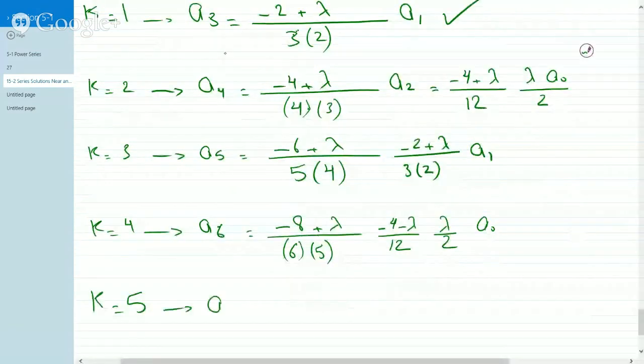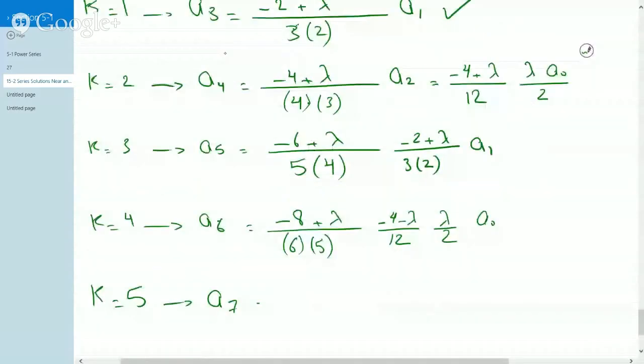So k equals 5, this will give us a7 to equal minus 10 plus lambda over 7 times 6, or oops, wait, I forgot the, let's actually move this term here.